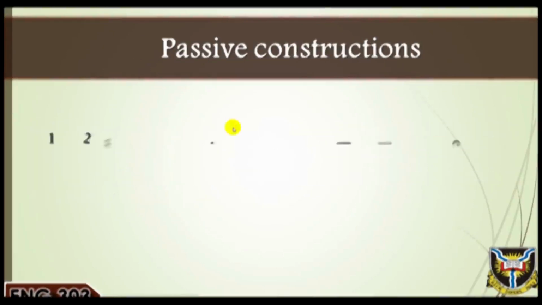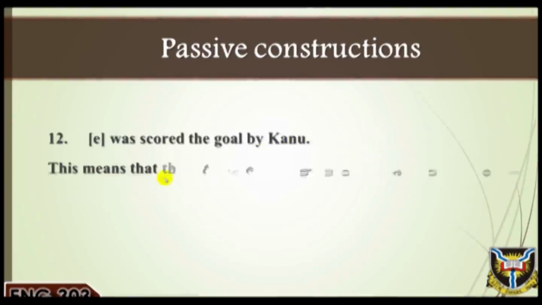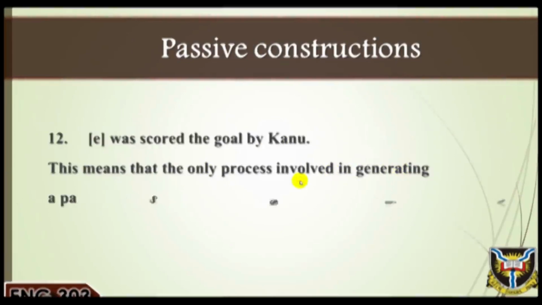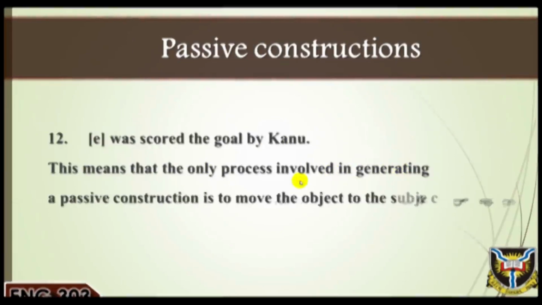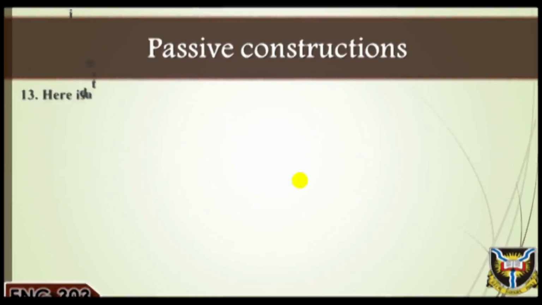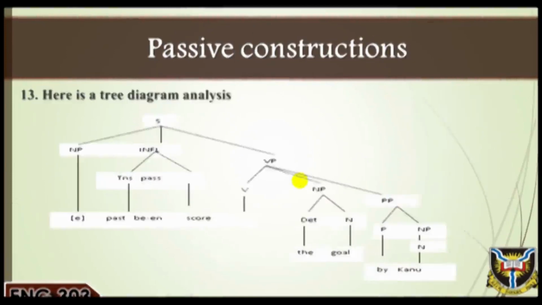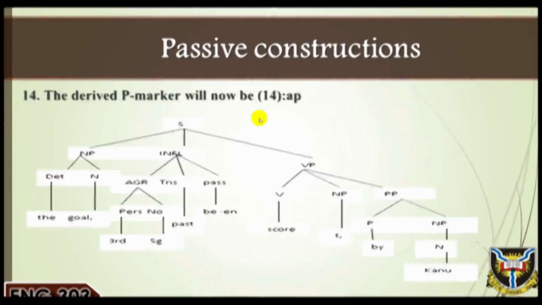E was scored the goal by Kanu. This means that the only process involved in generating a passive construction is to move the object to the subject position. Here is a tree diagram analysis. The derived P marker will now be 14. Surface structure. The goal was scored by Kanu.